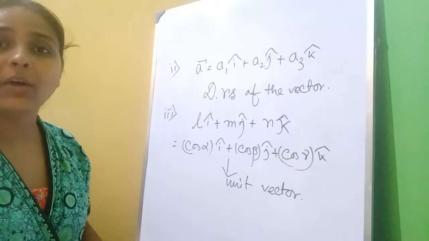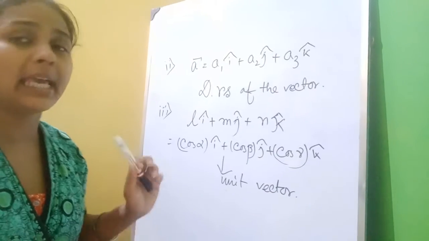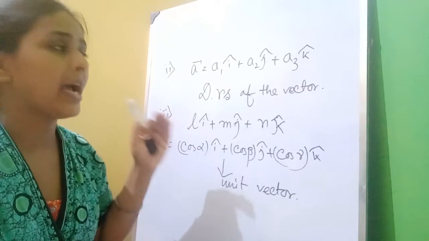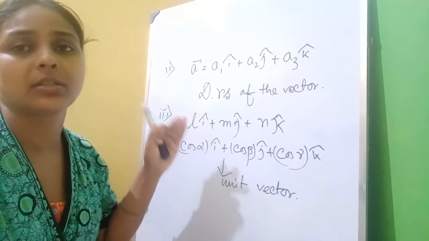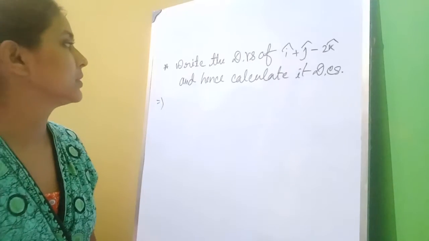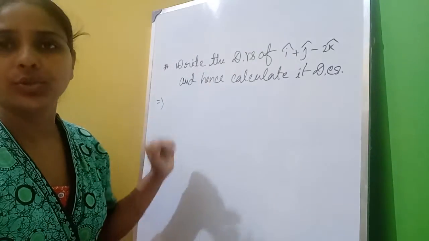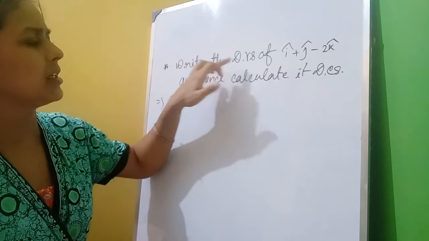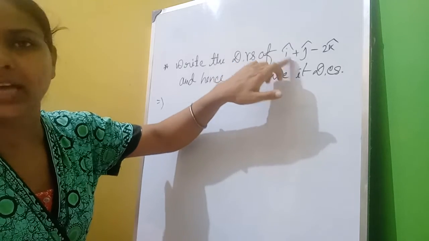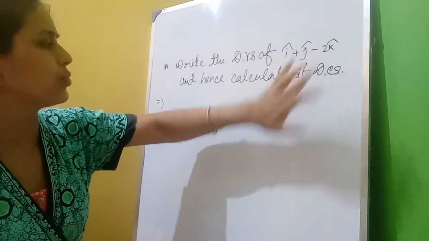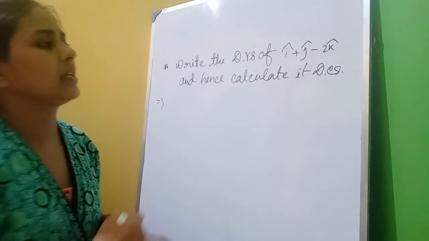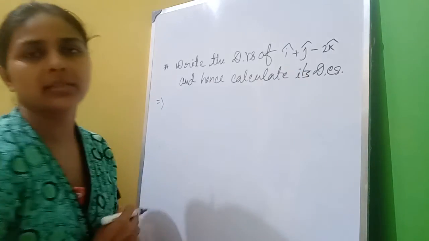Now we will go to some examples which are very important to this topic. So I have written the question for you. The question tells us to write the direction ratios of the vector i cap plus j cap minus 2k cap and hence calculate its direction cosines.